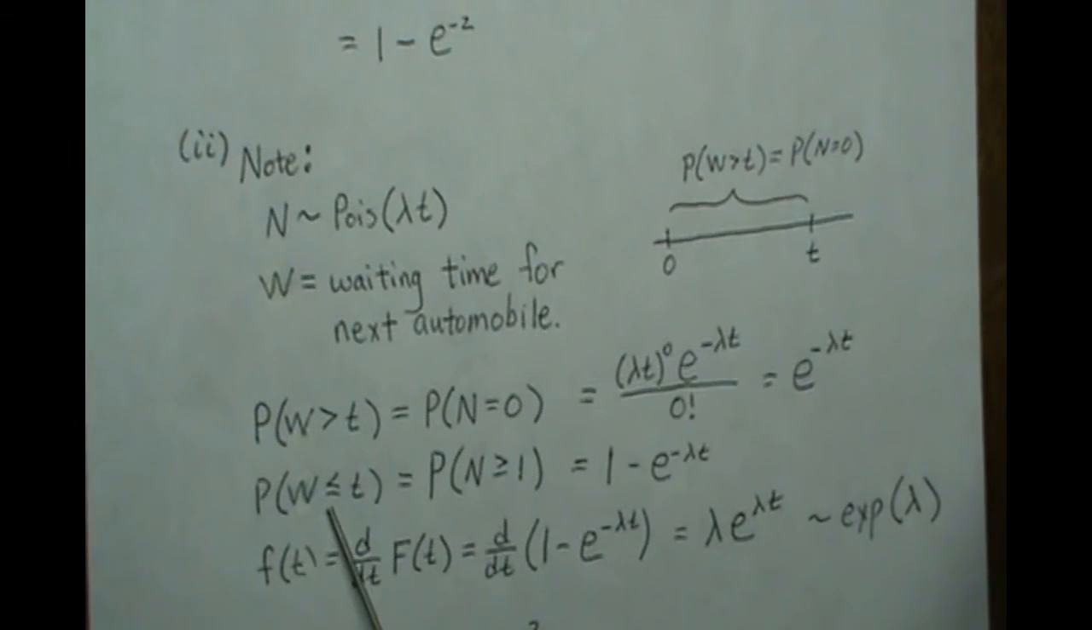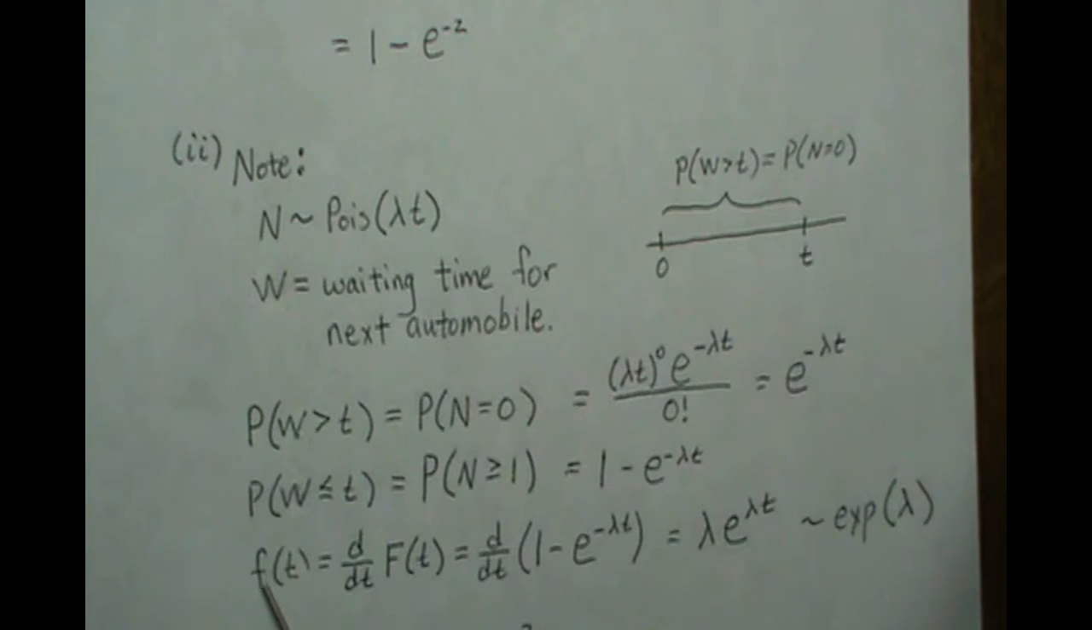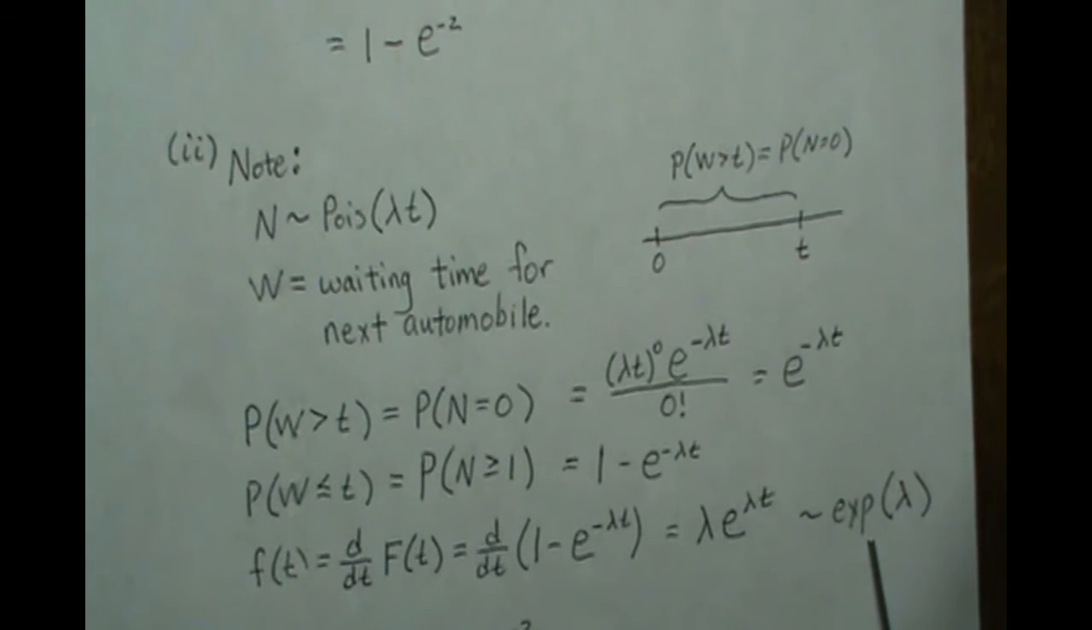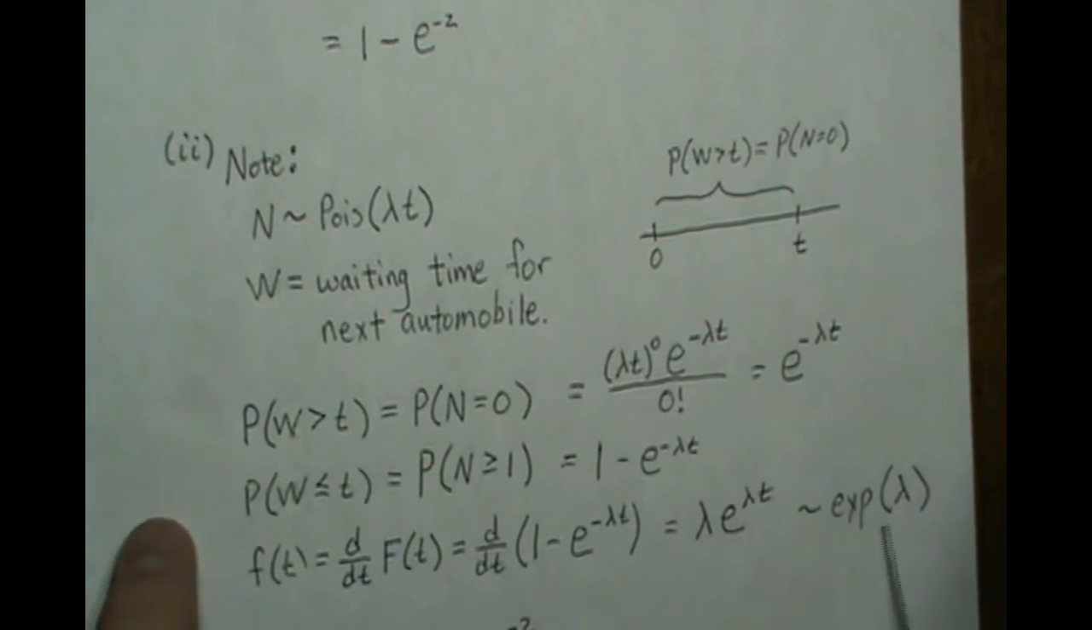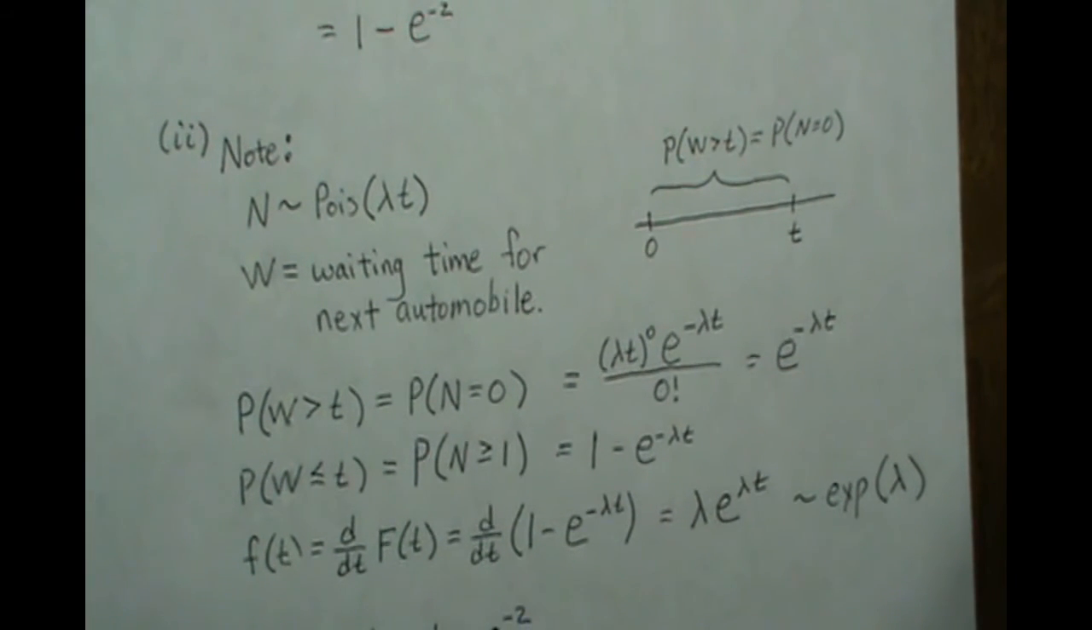Since this is a CDF, if we want to find the density of W, the f of t, the density at t, we take the derivative of this CDF. Taking the derivative, we get lambda e to the negative lambda t, which is exponential. So that's how Poisson and exponential are related. That's kind of a neat thing to see.